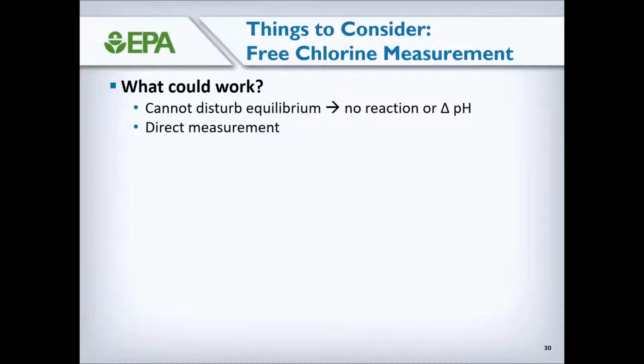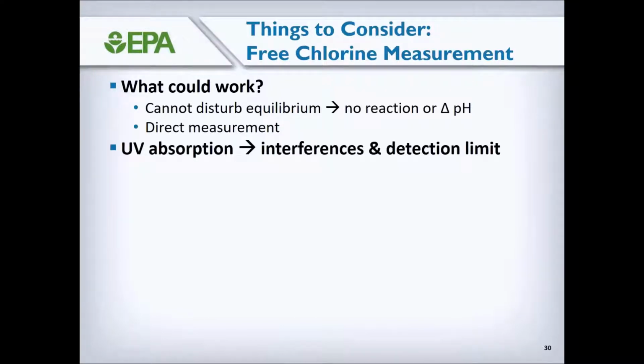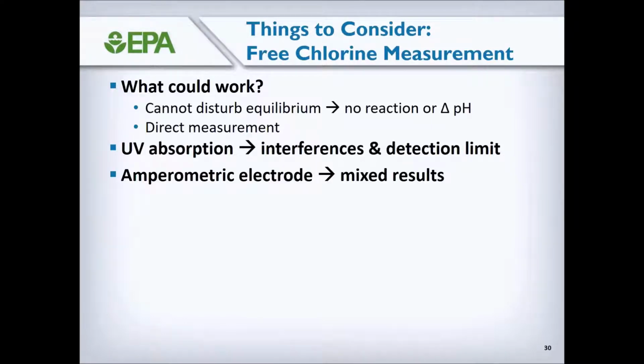So the method, again, must not disturb the equilibrium, so you can't change the pH, and you need to provide a direct measurement of free chlorine without really reacting with it. The original work that developed the water chemistry was actually based on just straight UV absorption or molar absorptivity, but those are in buffered DI water, essentially. So those aren't going to work in natural samples because of interferences and detection limit issues.